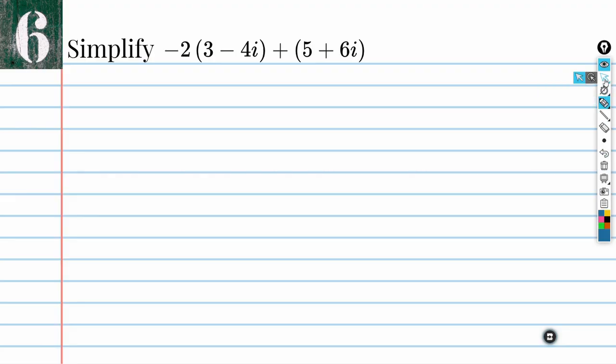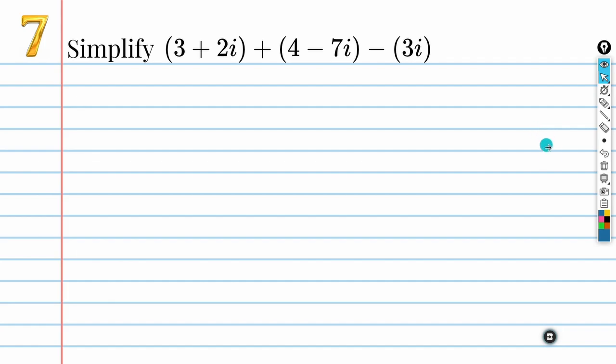So that's your answer. So now we have 3 things to combine. It's going to work the same idea. We're going to take one piece at a time. So there's nothing to distribute here. The positive gets distributed here, and the minus gets distributed there. So 3 plus 2i, positive 4 minus 7i, and then that just becomes a minus 3i.